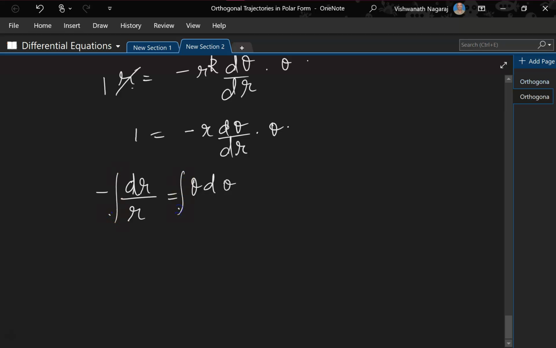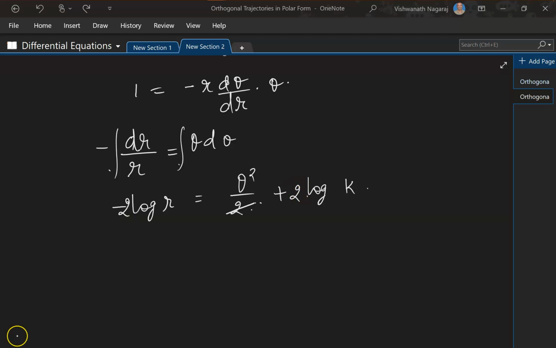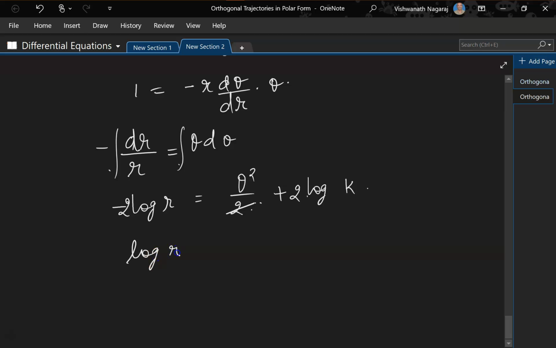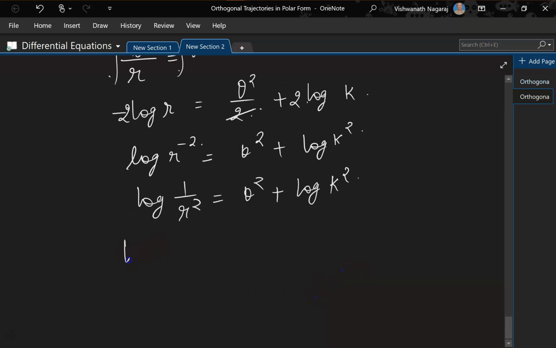Now integrate. This is nothing but log r, equal to minus theta square by 2 plus log of, let's say, k. Now let's get rid of this 2. So this becomes 2 here, and here we get 2. This becomes minus 2 log of r is equal to theta square plus log k square. Now this is nothing but log of 1 by r square is equal to theta square plus log k square. Let's bring log k square to this side. So log of 1 by r square minus log k square is equal to theta square.